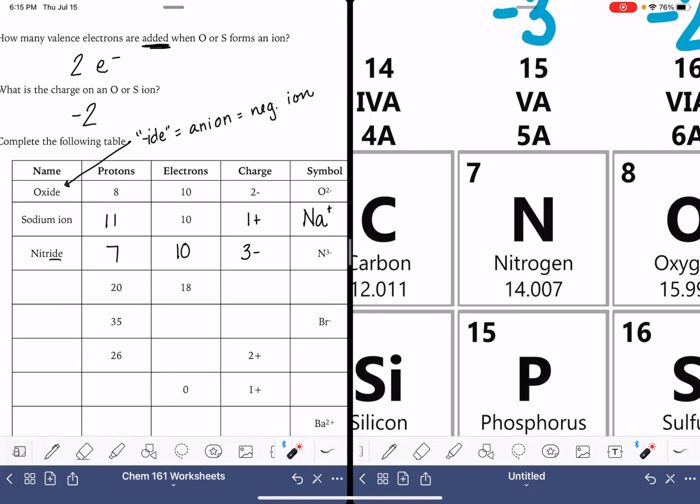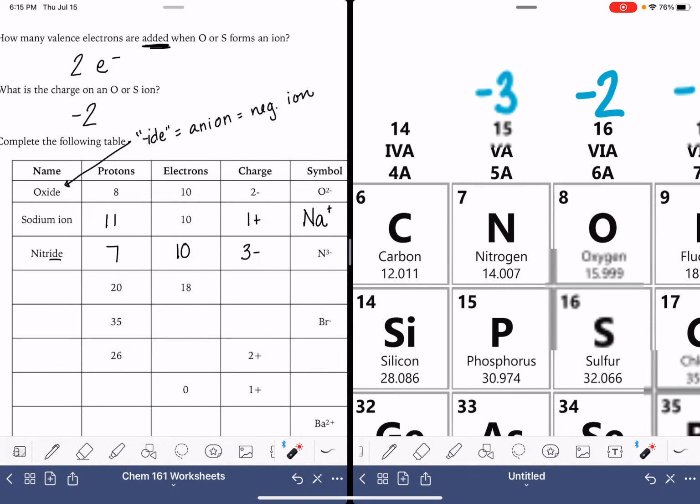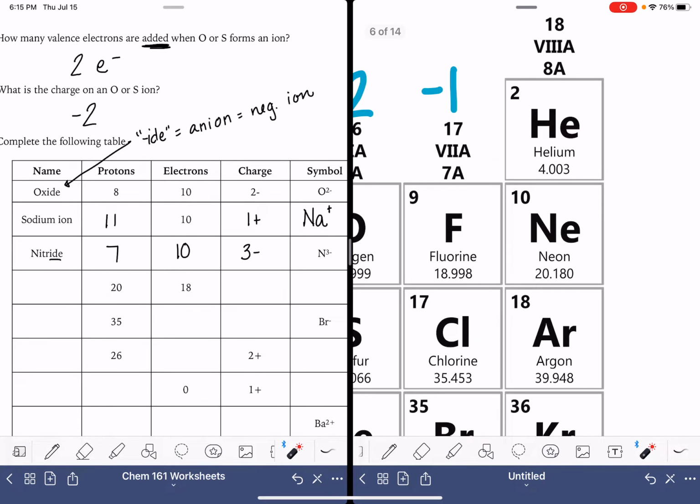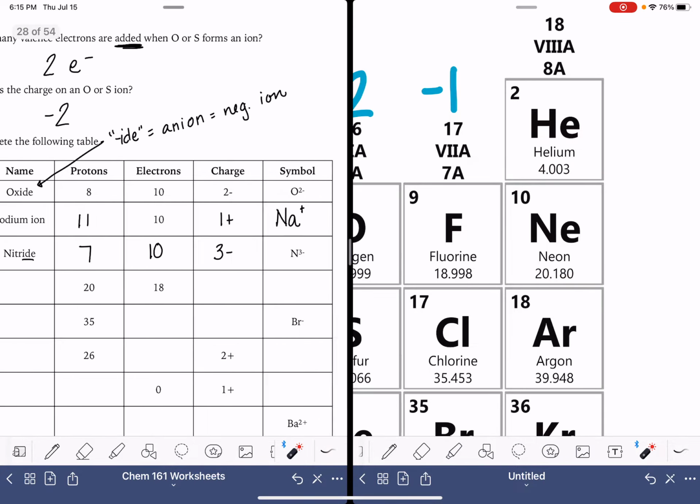Notice this trend. Look at all these elements that have 10 electrons. That's not like a coincidence. Remember that these guys are ionizing so that they have the same number of electrons as their nearest noble gas. All of these elements are ionizing so that they look like neon. Let's see what we have next.